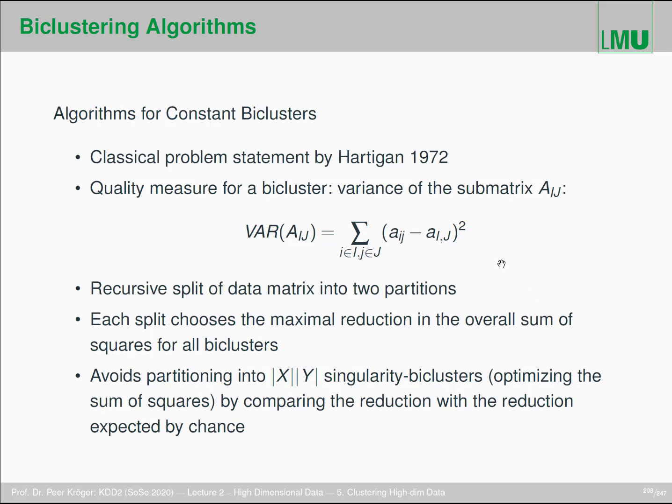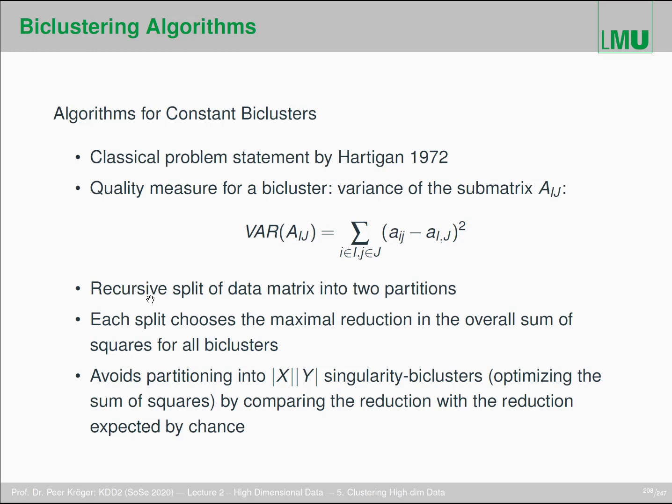Yeah, and here are the algorithms for computing bi-clusters, or pattern-based clusters. So here are the algorithms for constant bi-clusters, which is one of the classical problems stated by Hartigan already in the 1970s. He came up with a quality measure for a bi-cluster, which is actually the variance of the submatrix. You compare the actual value with the mean value of the cluster, and you try to minimize this variance of the submatrix, and then report those submatrices that have the smallest variance first.